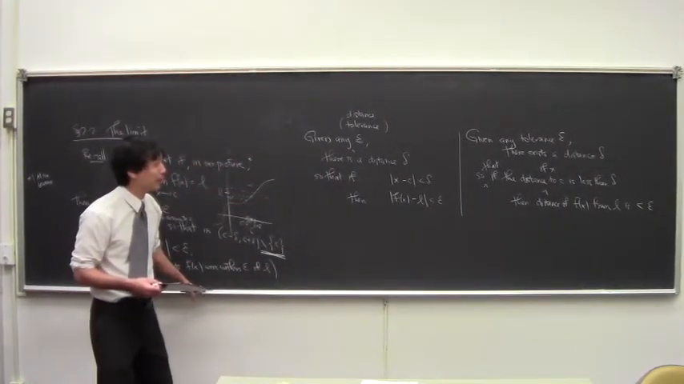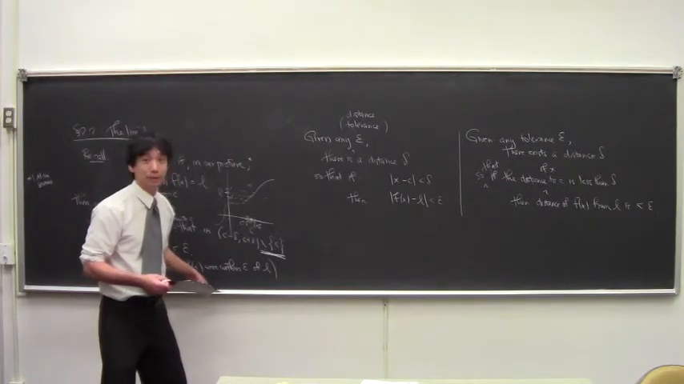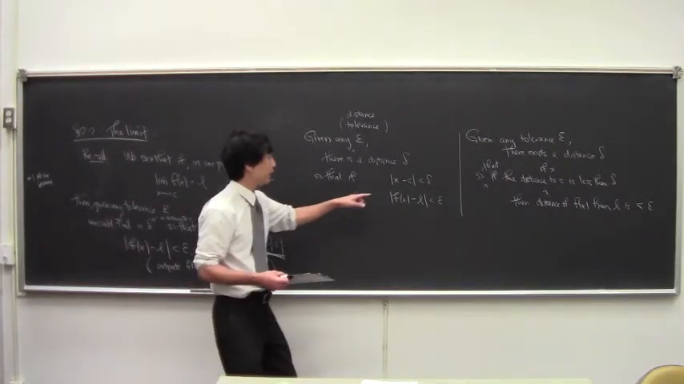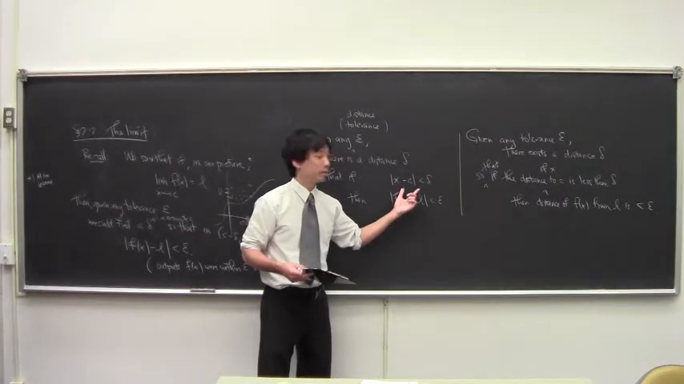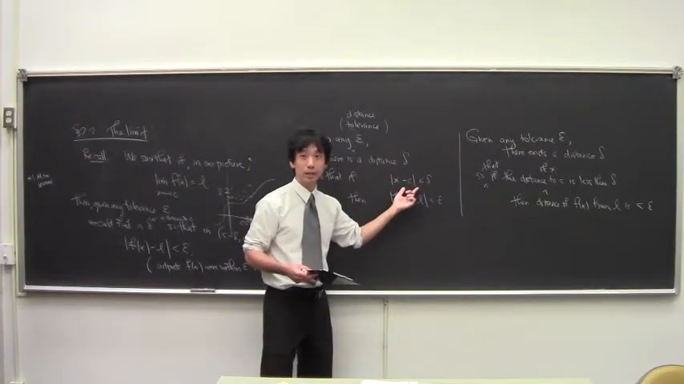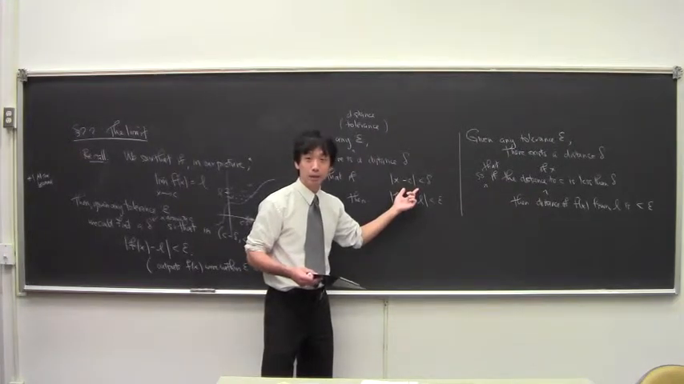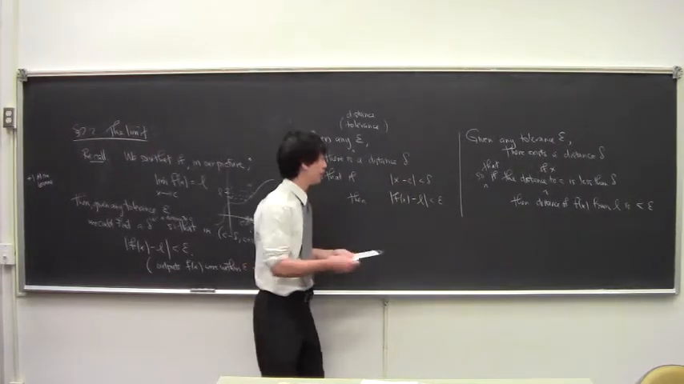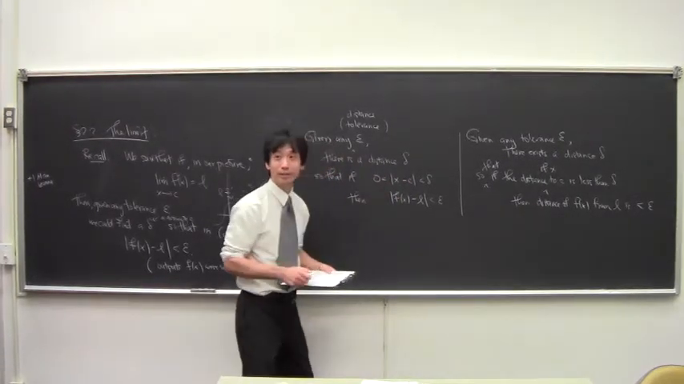Okay. So we forgot to exclude C. How should we exclude C? The distance of x to c. If the distance of x to c is less than delta, how do we exclude it? It can't be 0. Great. And it is greater than 0.